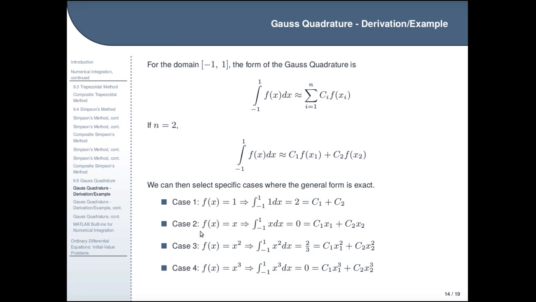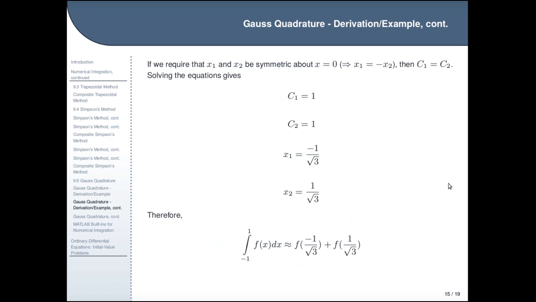Second case, if we say that f of x is equal to x, the same equation becomes c1 times x1 plus c2 times x2 must be equal to 0. Third case, f of x is equal to x squared. We would find that 2/3 is equal to c1 x1 squared plus c2 x2 squared, and case 4 similarly.